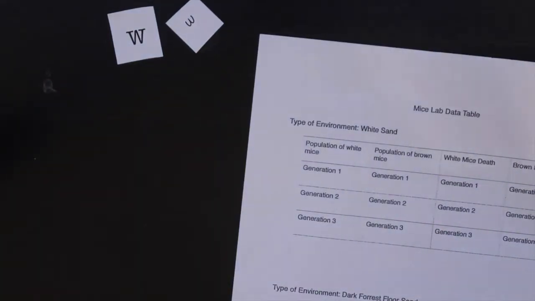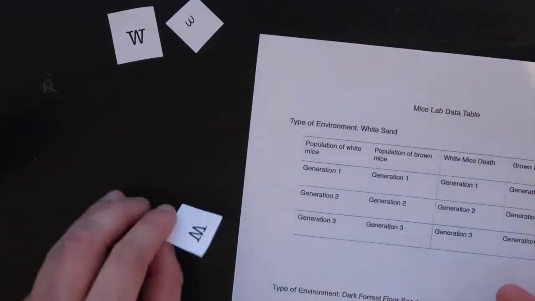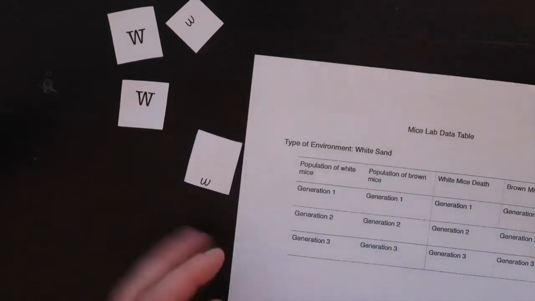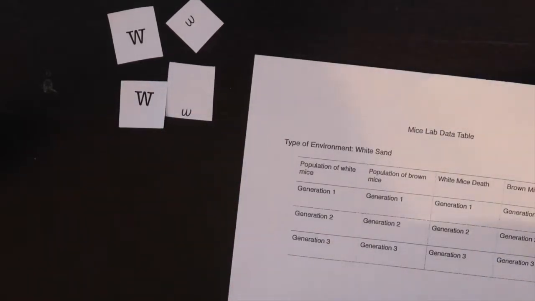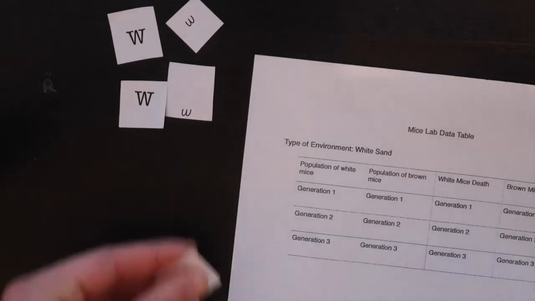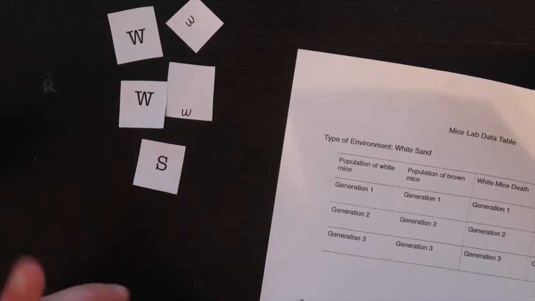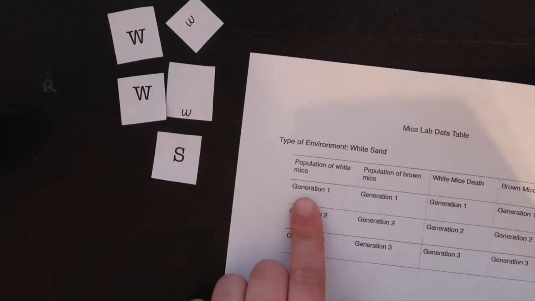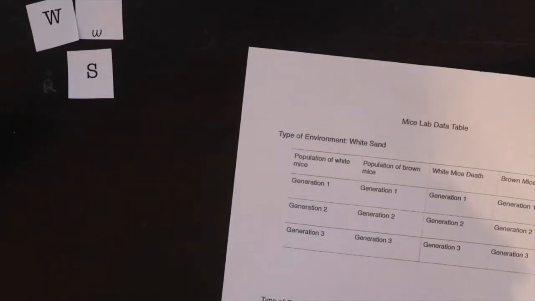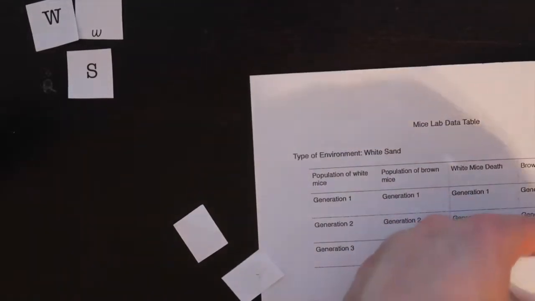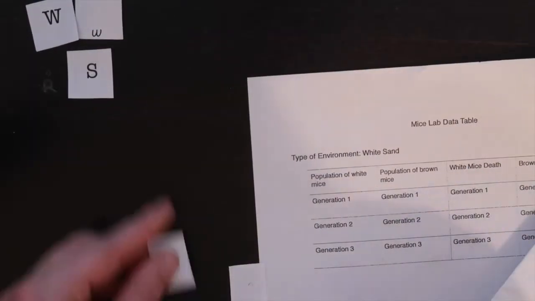We're going to go ahead and take two more of these out. That also is a white mouse, and there's an S. The S means that it survives. It is basically saved, so it also does not die. So we have two white mice. Take out two allele cards, and the whole generation 1 is this whole entire bag done all the way through.